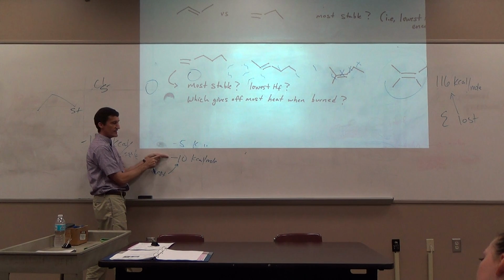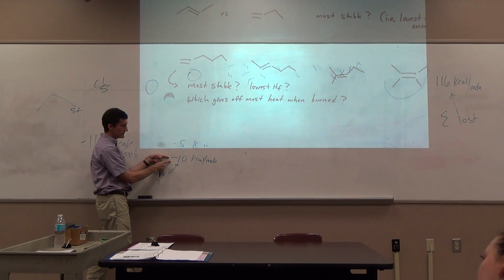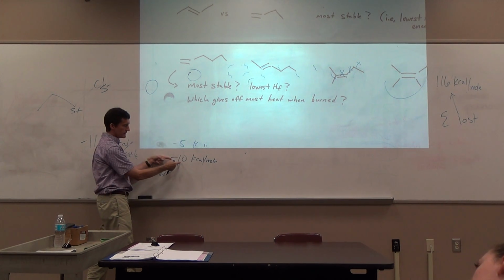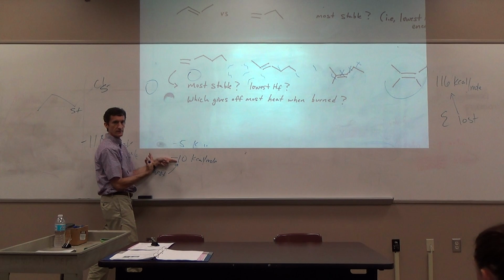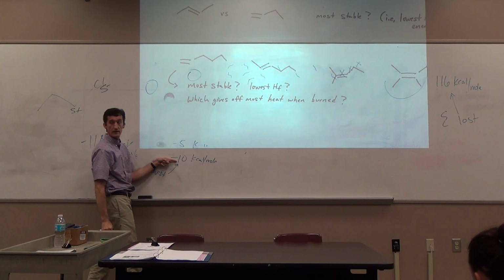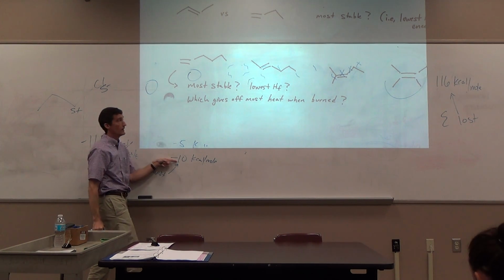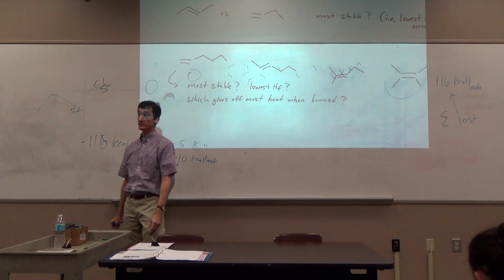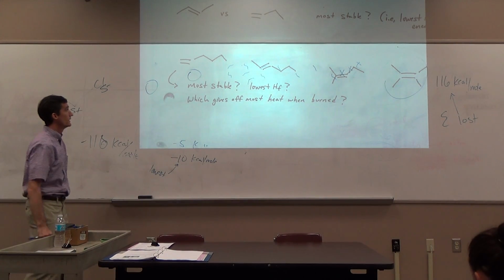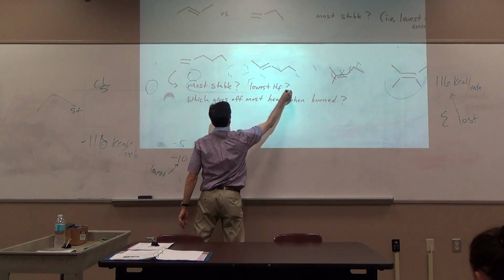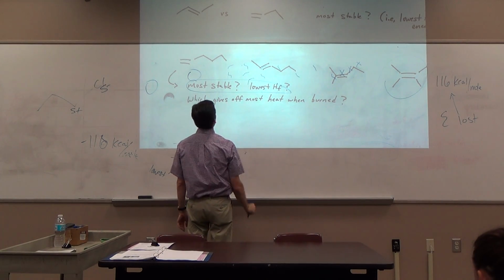Now, HF is the heat release when it's formed from the elements. So this means that the most heat is released here. If this releases a lot of heat, what does that tell you about the stability of what was made? Very stable. Lowest HF is asking for which is most stable. See, this is the same question, and it's the same answer.